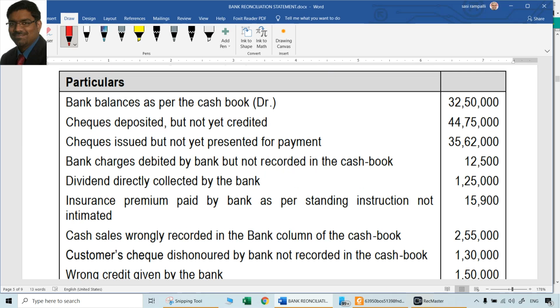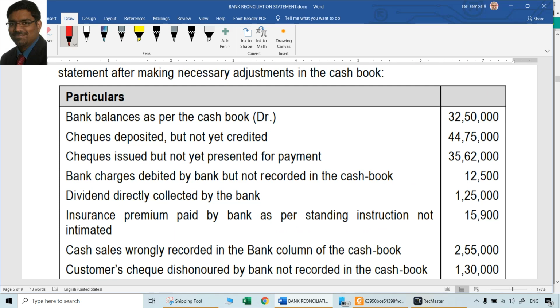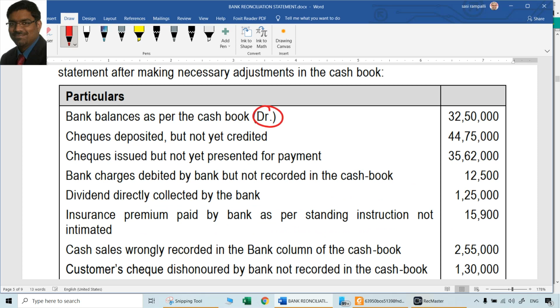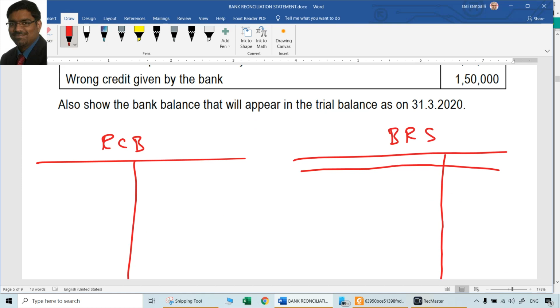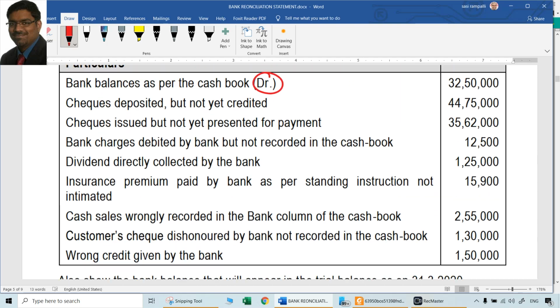So let us start with whatever the information is available. Bank balance as per cash book, debit balance. Debit balance is a favorable balance, 32 lakhs 50,000. So 32 lakhs 50,000 to balance brought down.